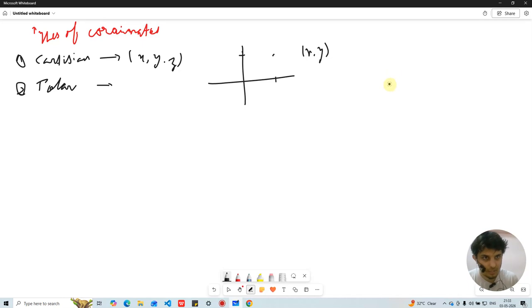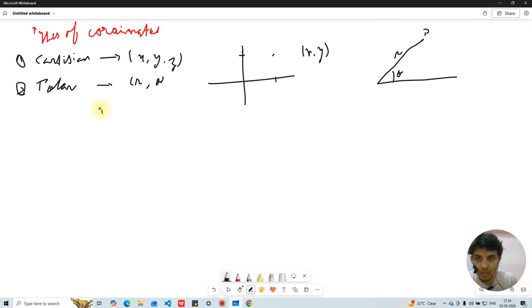Now the same thing I can also do in polar coordinates. How do we do it? We take a reference line, and for example, I want to locate this point. So my coordinates for this point are this distance r. Let's say this point is P, and we have an angle theta here. So my polar coordinates are r comma theta, considering this is our reference axis.